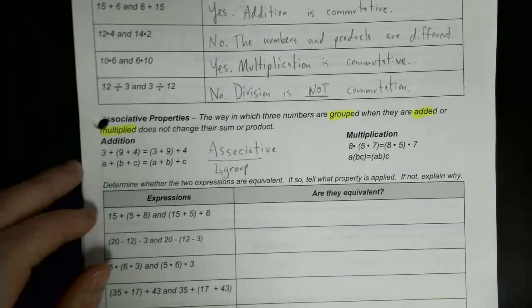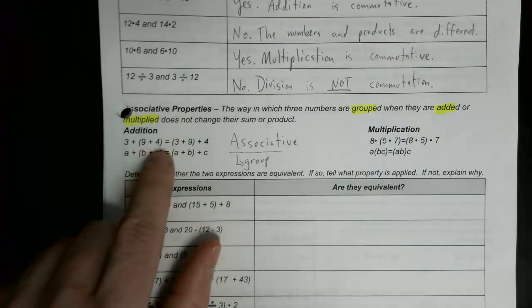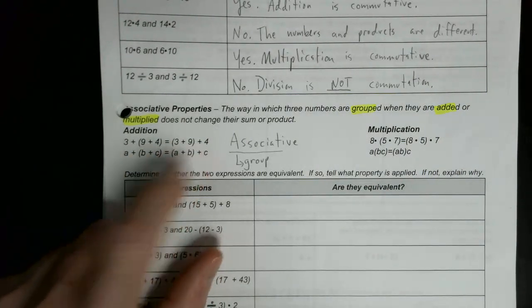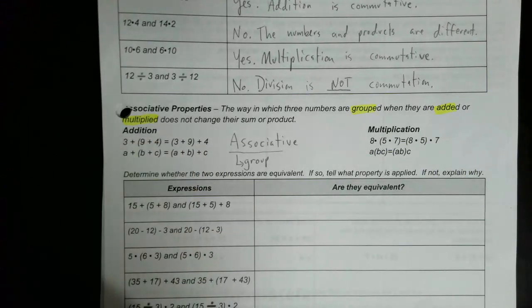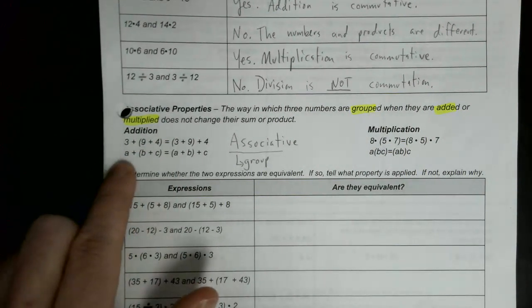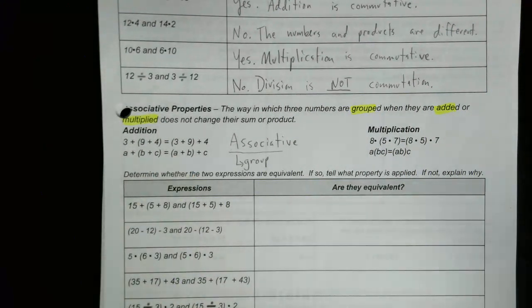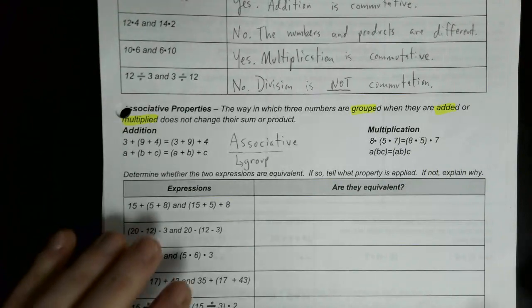So what associative property is saying is, if we have the same numbers in the same order, 3 plus 9 plus 4, 3 plus 9 plus 4, and we group them differently with parentheses, it's not going to change the sum. So you can see that here with variables as well. If you have the same numbers in the same order, the order stays the same. But if we just group them differently, then it's the same value.